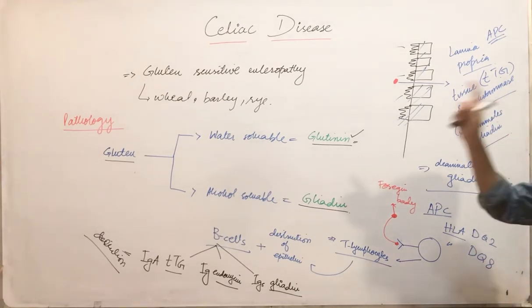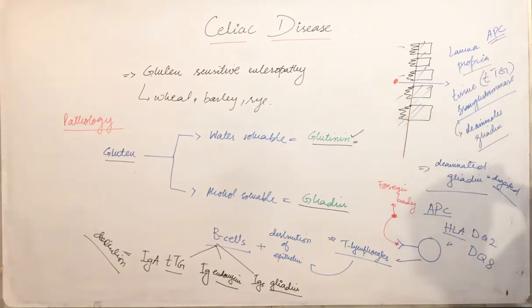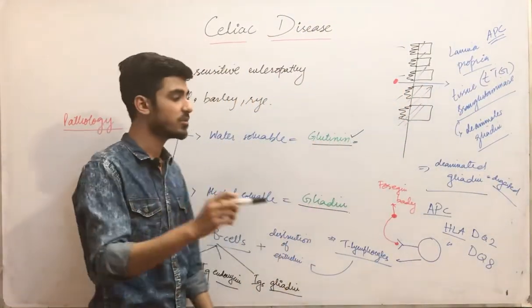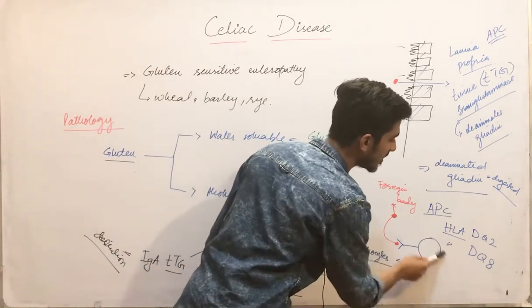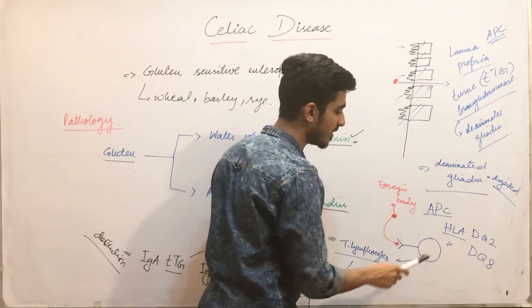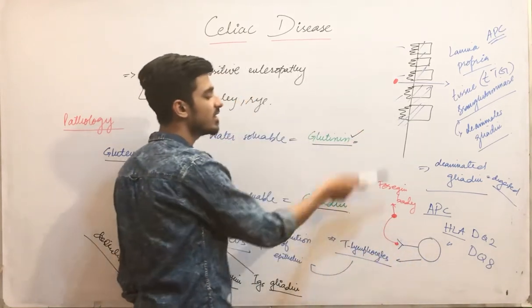But in the patient of celiac disease, what happens is that we have antigen presenting cells that contain a special type of antigen called HLA DQ2 or DQ8. These antigen presenting cells are also present in normal people, but they do not contain HLA DQ2 or DQ8. In the celiac disease patient, we have this extra feature, HLA DQ2 or DQ8, present on the antigen presenting cells, and they recognize the gliadin as a foreign body.